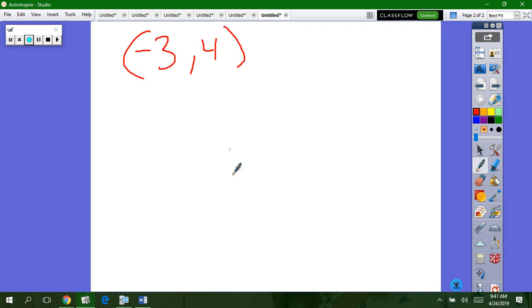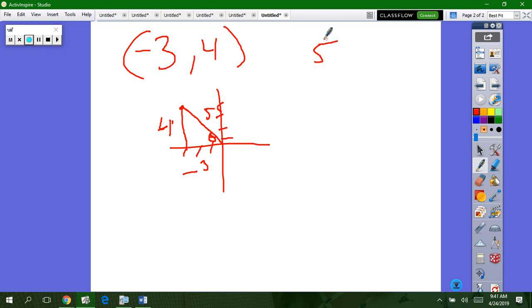Polar. Same kind of idea. So negative 3, up 4. So here it is. But I'm going to draw a triangle. I want to know this angle, but notice we already know this is 5, right? So our radius is 5. Okay. Notice I'm going to use the tangent again because that's the y over x.